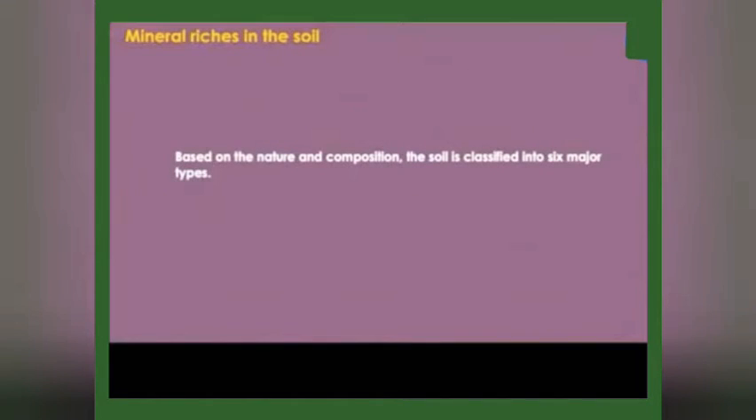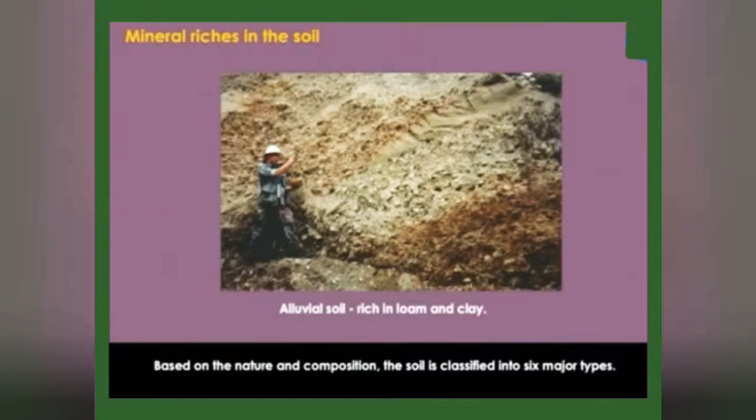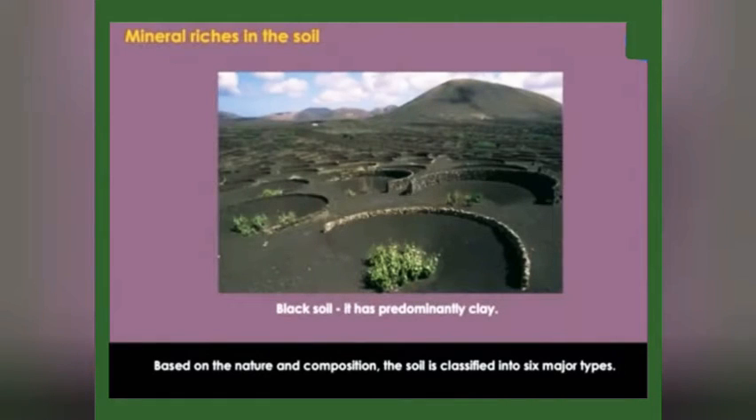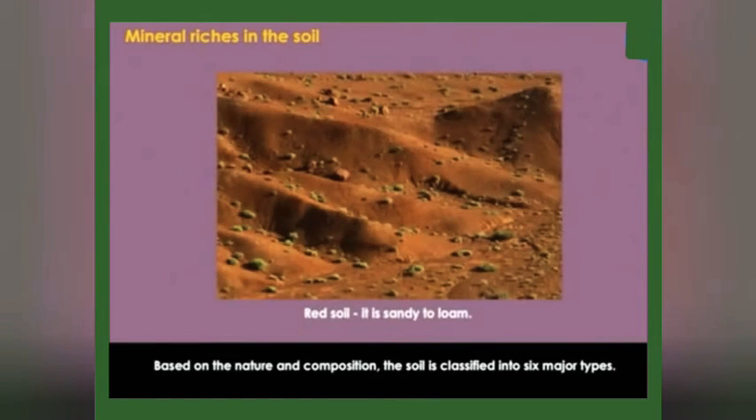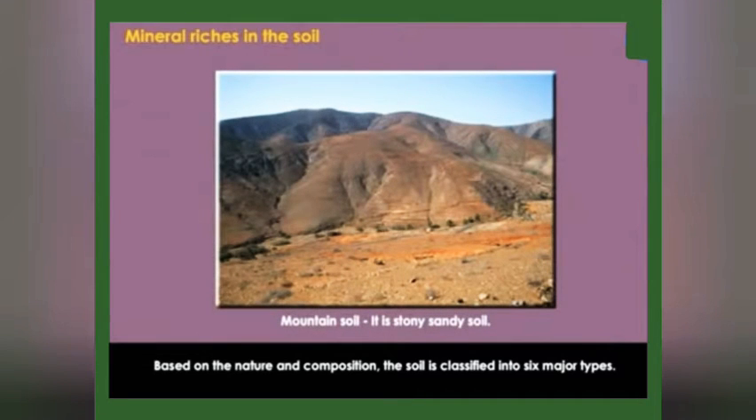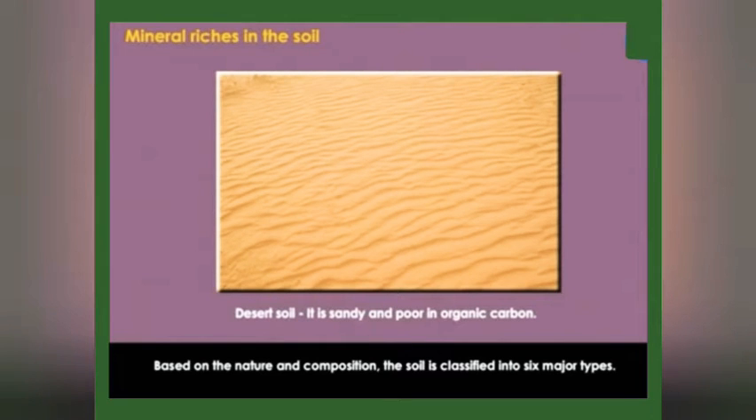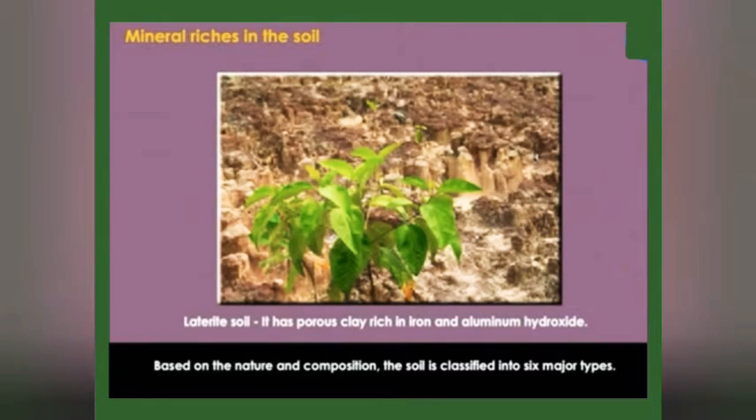Based on the nature and composition, the soil is classified into 6 major types. They are alluvial soil, rich in loam and clay. Black soil, it has predominantly clay. Red soil, it is sandy to loam. Mountain soil, it is stony, sandy soil. Desert soil, it is sandy and poor in organic carbon. Laterite soil, it has porous clay, rich in iron and aluminium hydroxide.